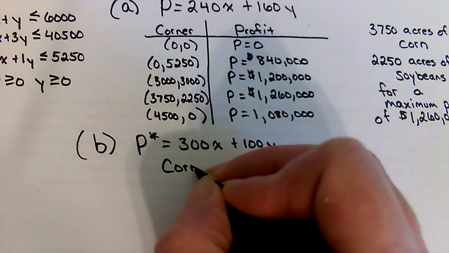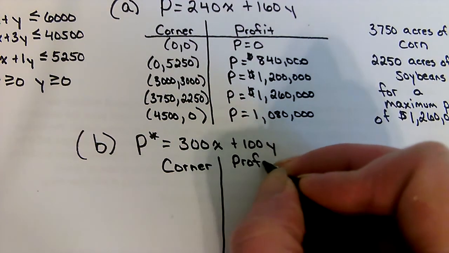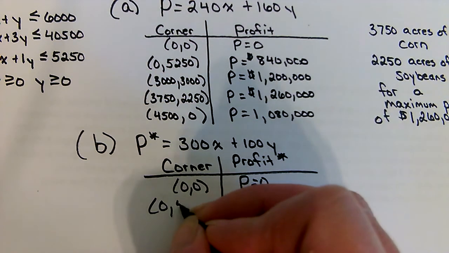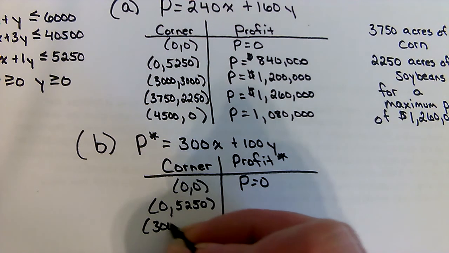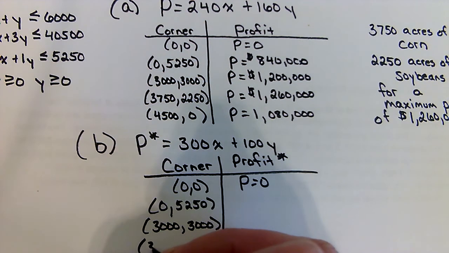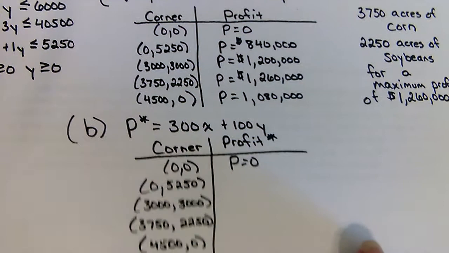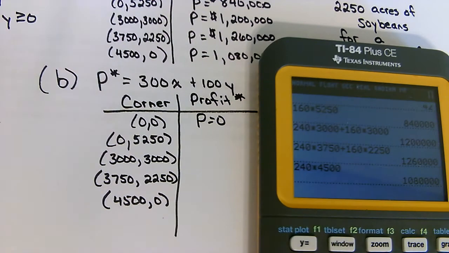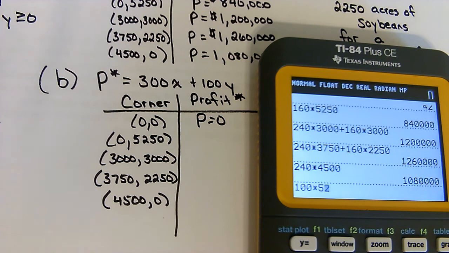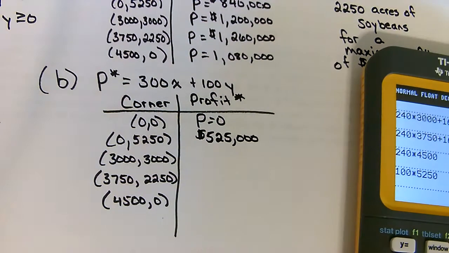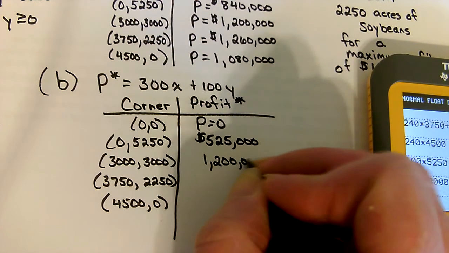Again, we're going to make the same table. We're using the same corners. None of that has changed. Our constraints are the same. And I'm literally just plugging each of those in. So 100 times 5, oh, I could have known this one. That's just 525,000. $1,200,000.